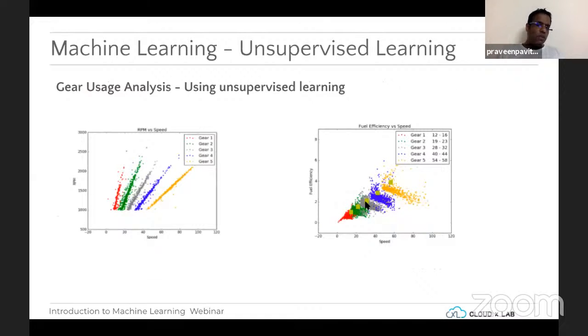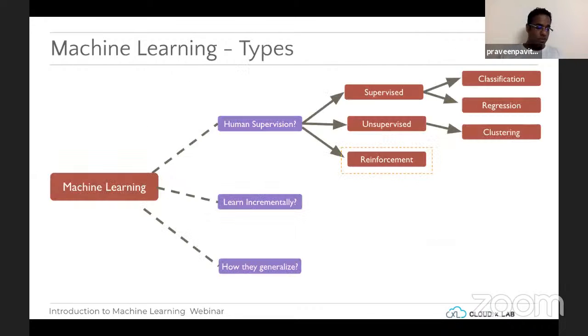So what we could do is use unsupervised learning and actually figure out which gear is where. We could create a generalized algorithm which we could apply on any car, any truck, any bus, and figure out which gear the vehicle was in, or find out relationships like this and define a good speed at which a person is driving, and also give indicators of whether the person is using the gears correctly. So that's a nice real-life example of where unsupervised learning could be used.